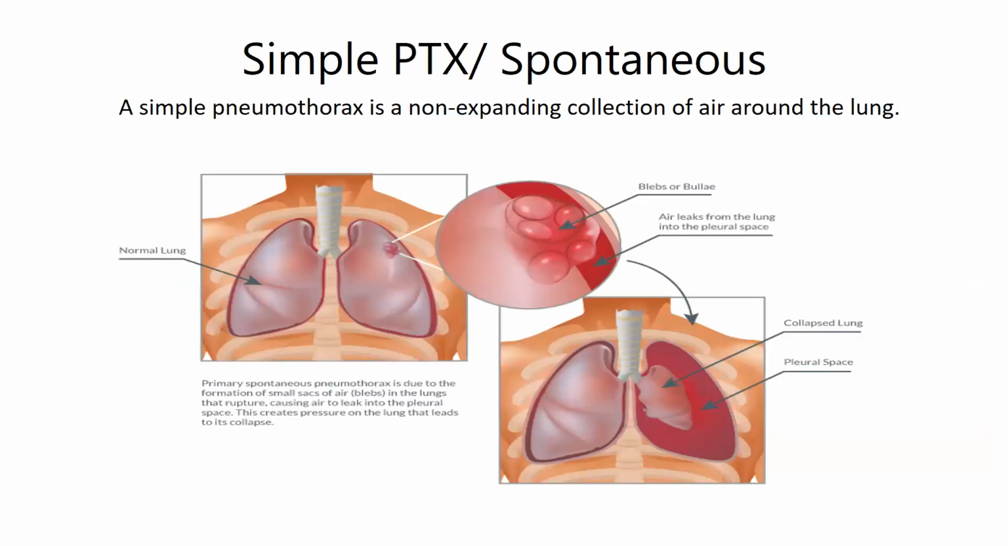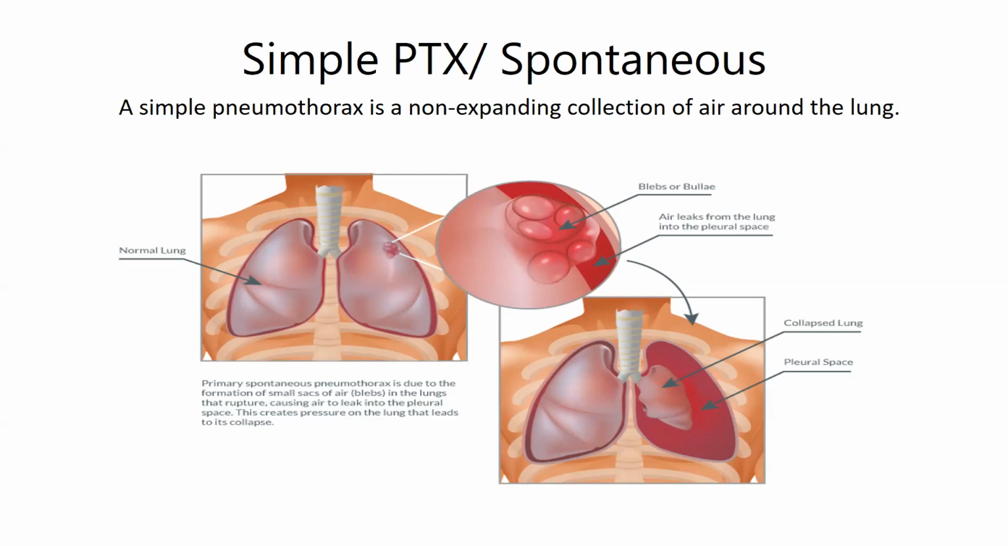Simple pneumothorax and spontaneous. A simple pneumothorax is a non-expanding collection of air around the lung. On the left, you see a normal lung. On the right, you see what are known as blebs or bullae on the lung. Air leaks out of these, and eventually the blebs pop and cause a spontaneous pneumothorax. When they rupture, they cause the air leak, the subcutaneous emphysema, and then the air gets into the pleural space, creating pressure on the lung and can cause the lung to collapse.